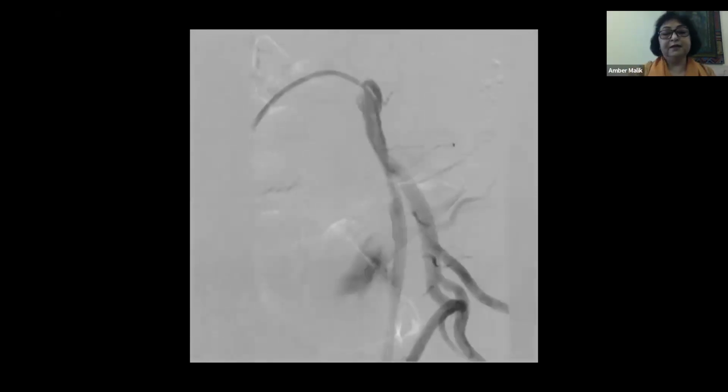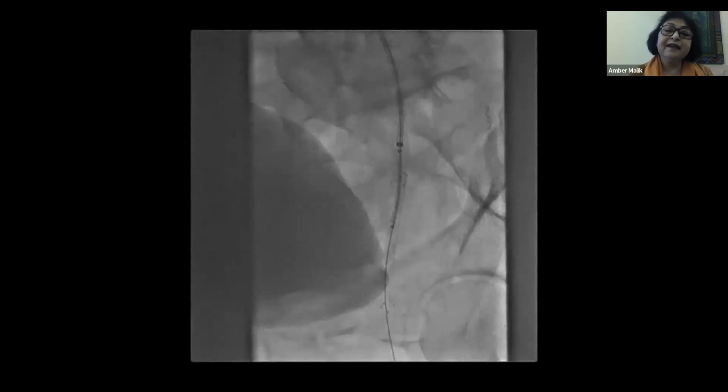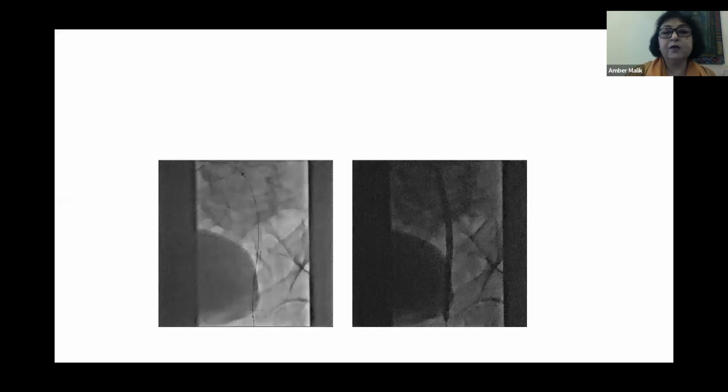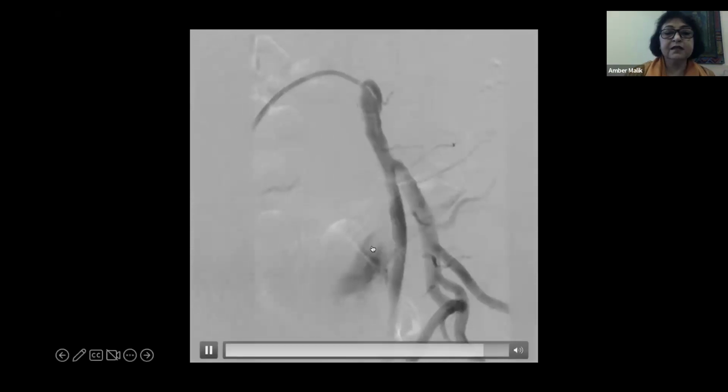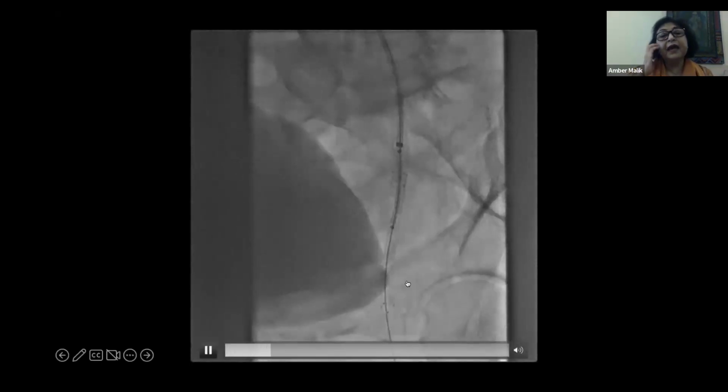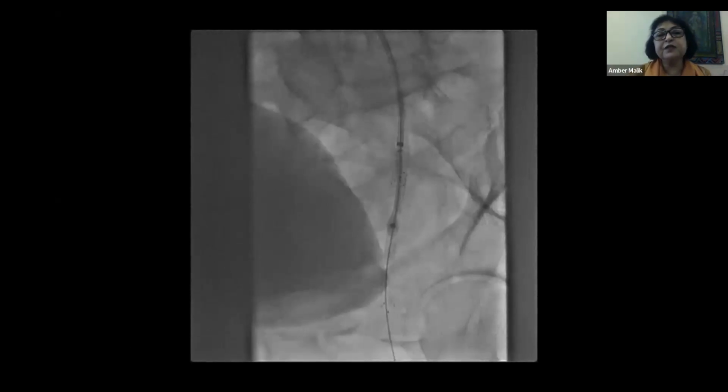But lo and behold, the patient screams a little bit and he drops his blood pressure to 30 systolic. So if you look back at what has happened, you can see that there is a leak over here. And his blood pressure drops to 30 systolic. He almost arrests, but I think we kept our cool.